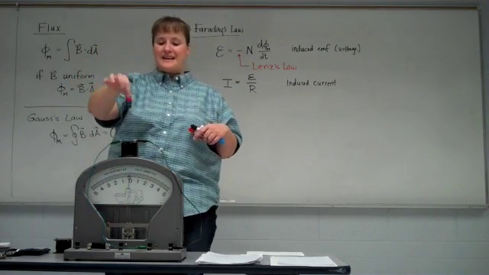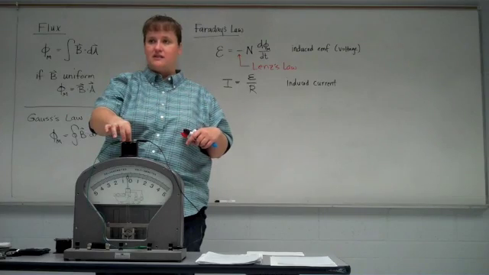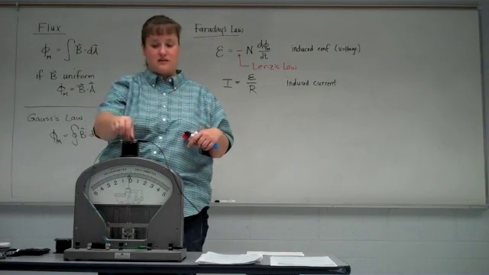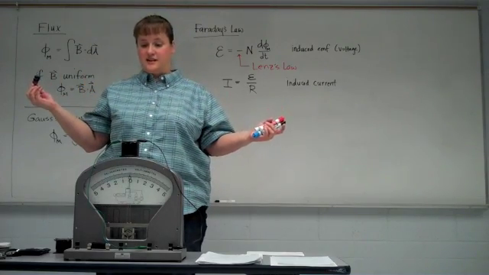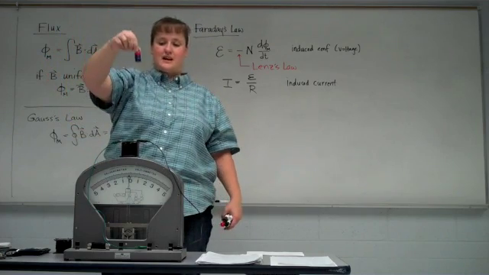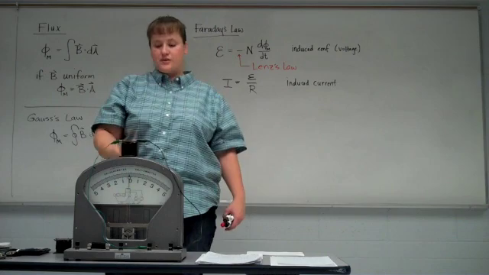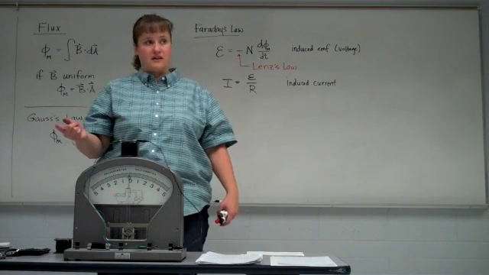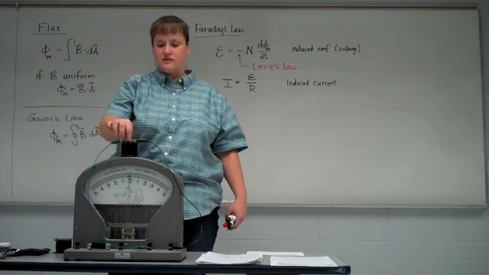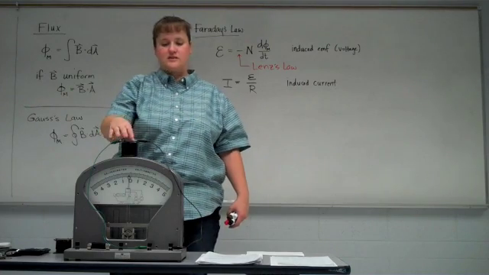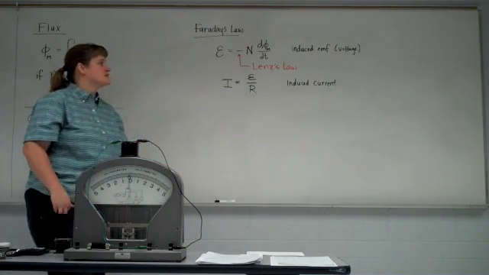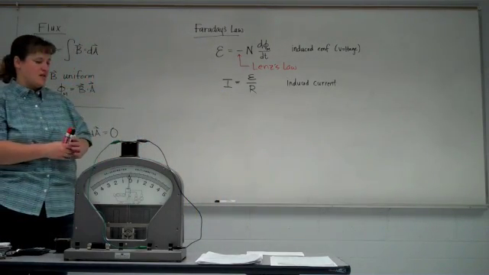When I bring the magnet in, the flux is increasing, because it starts out weak, or zero, at this moment. As I bring the magnet in, the flux gets bigger and bigger and bigger. So the current flows to try to make it smaller again, to oppose the change in flux. So that's what that negative sign means: the opposition of the change.